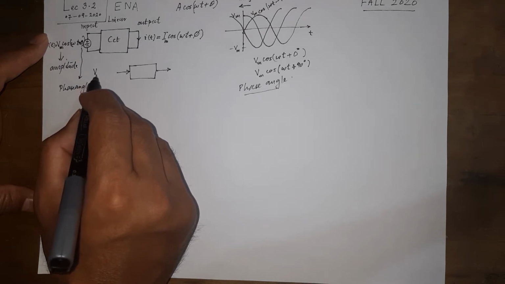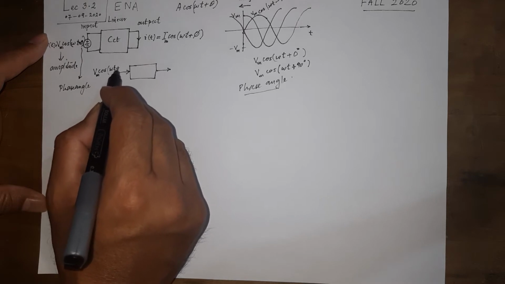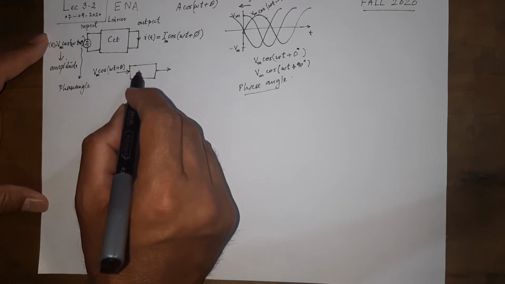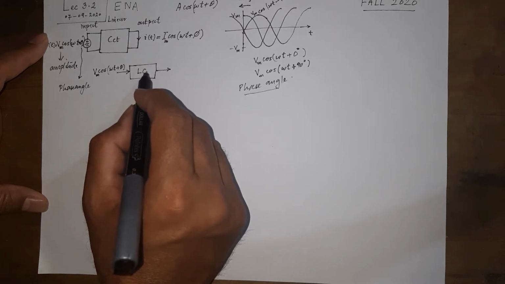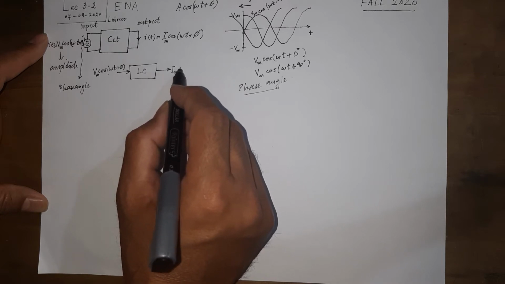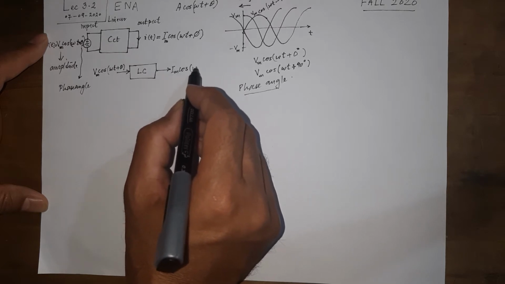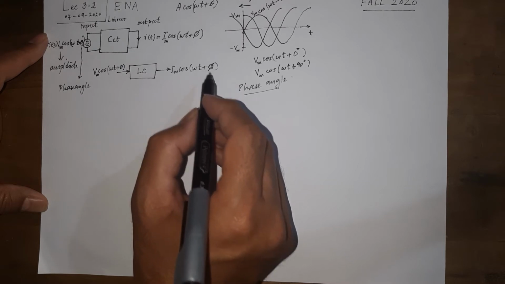So here it's a voltage source, Vm cos of omega t plus theta, at the input. Here is the linear circuit, and here the output that we are interested in, Im cos of omega t plus phi, some other phase angle, not the same theta.